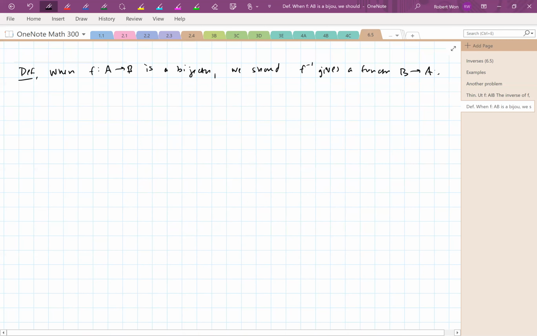Definition. When f from A to B is a bijection, then we just showed that f inverse gives a function B to A. In this case, we can write that f inverse is a function from B to A, and we can call f an invertible function.